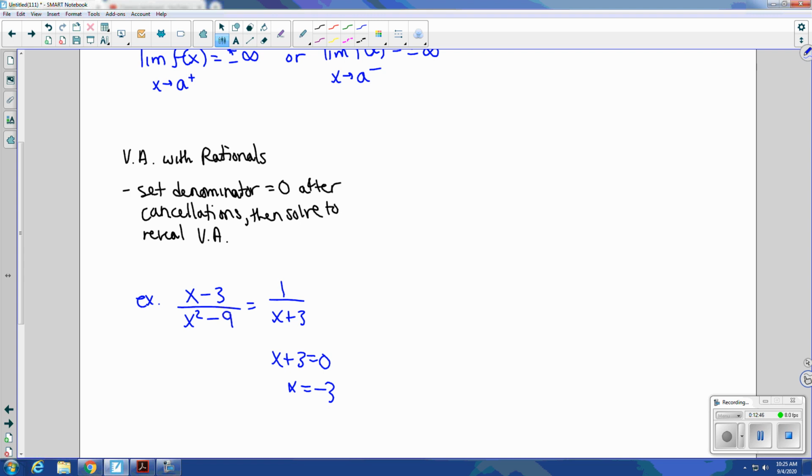We don't want to do it before cancellations because if you recall, cancellations reveal removable discontinuities or holes. And in a later video, we will discuss discontinuities in further detail. But for now, just recall that when we're looking for vertical asymptotes, we want to make sure we're setting the denominator equal to 0 after cancellations have been made.